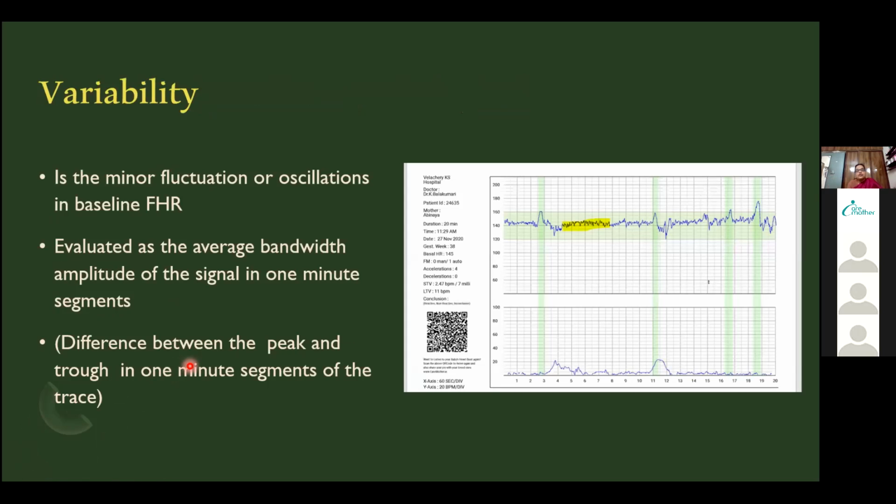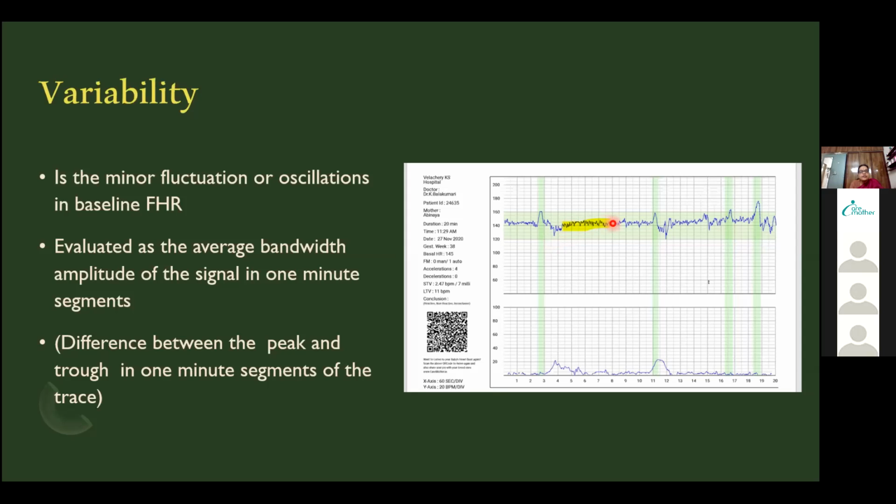Okay. So first we have seen about the basal heart rate, increase, decrease, the normal variance, all that we have seen. Now we'll come to variability. Variability is a very, very important feature. Even if the heart rate is around 165, the variability is good. Or if the heart rate is around 110 and there is a good variability, you can be at peace that the fetus is good, not hypoxic.